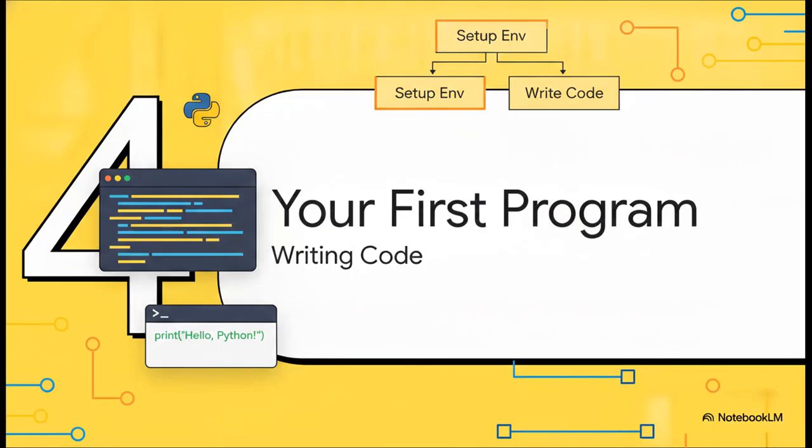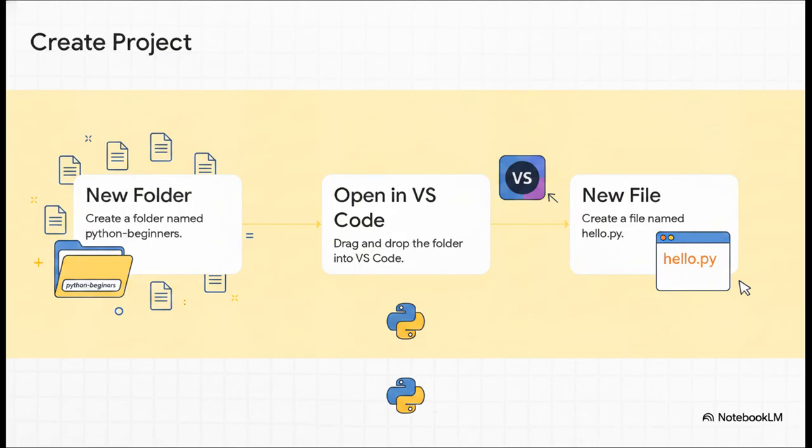Okay, section 4, your first program. Writing code. The setup is done, so it's finally time to take this new environment out for a spin. First things first, we need a clean, organized workspace. Create a brand new folder on your computer and name it Python-Beginners. Then, open that folder directly in VS Code.